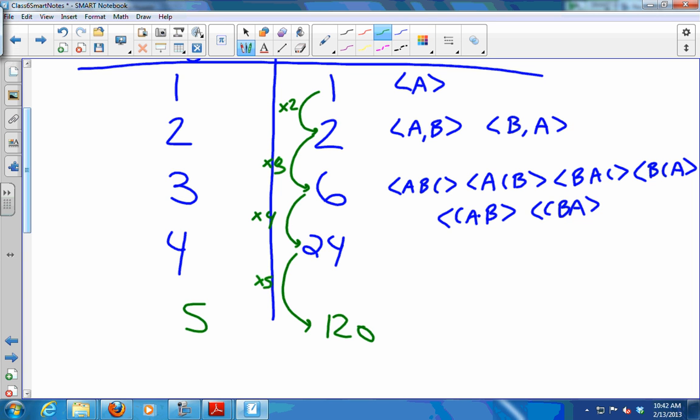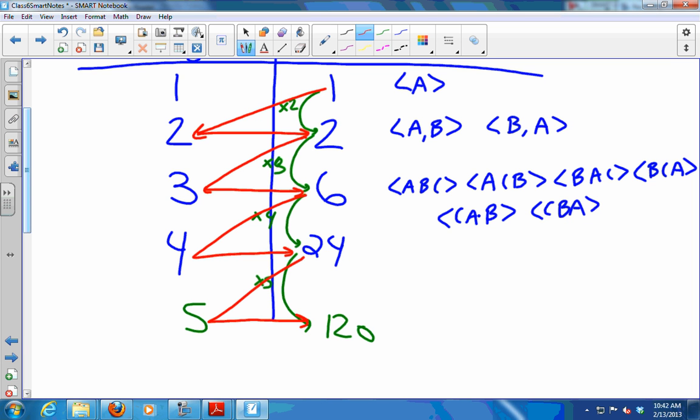There's another pattern, another way we might have seen it. 1 times 2 is 2. 2 times 3 is 6. 6 times 4 is 24. 24 times 5 is 120.